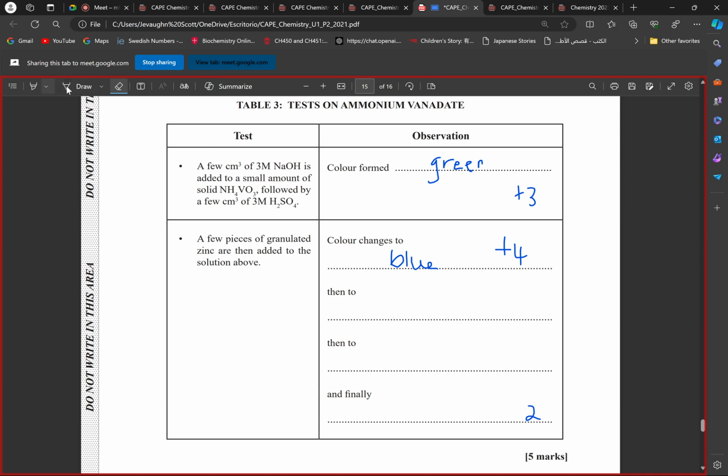Green and yellow. I'm asking about the oxidation states, right? Not necessarily the color. I'm asking for the oxidation states, not the color here. So when we know the oxidation states that should be existing at different areas, then we're just writing the color for those oxidation states.